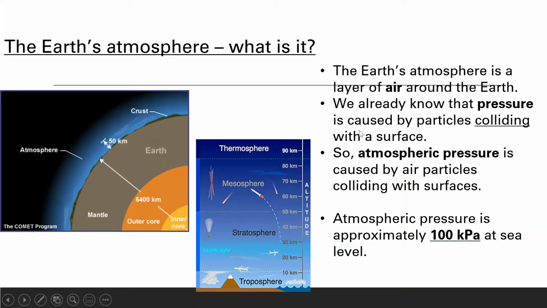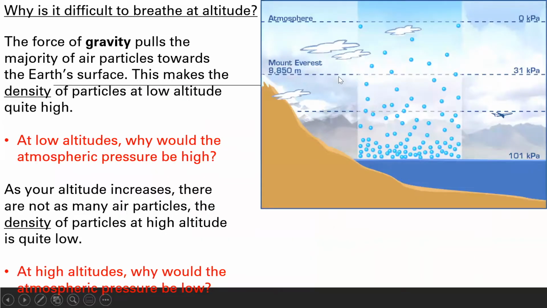Talking about gas pressure. We already know that pressure is caused by particles colliding with the surface. So atmospheric pressure is caused by air particles colliding with surfaces. Atmospheric pressure is approximately 100 kilopascals at sea level. I'm going to talk a little bit more later about what that means.